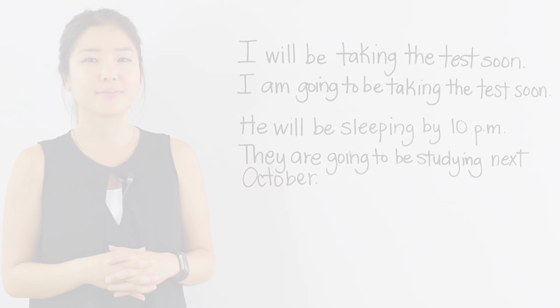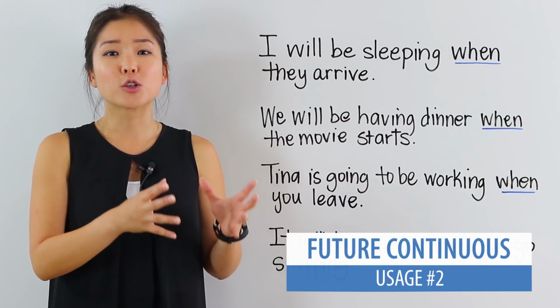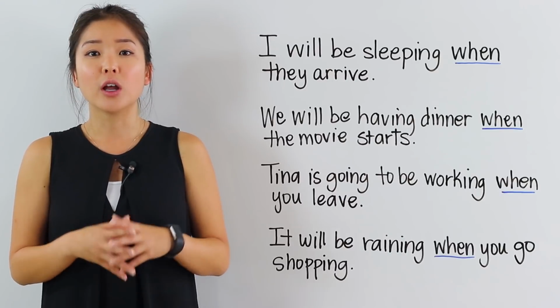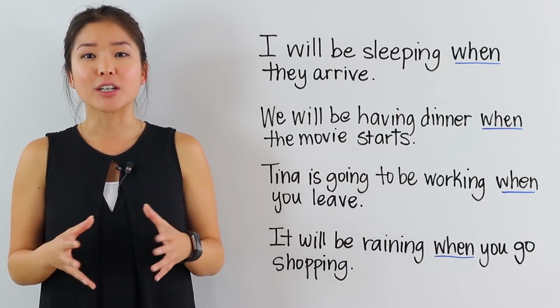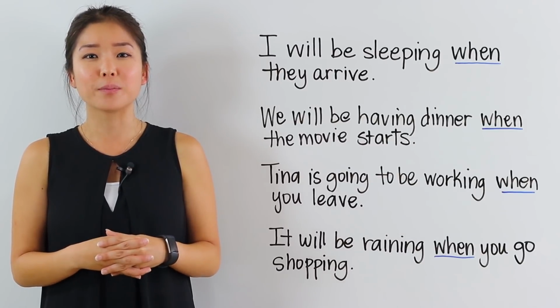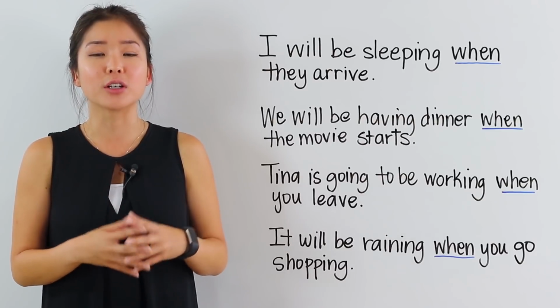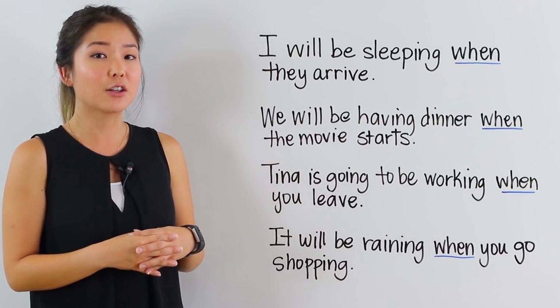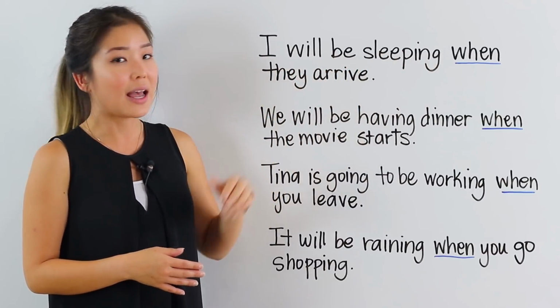Let's move on. The future continuous tense is also used to show that a short action in the future is happening during or while a longer action is in progress in the future. We can use the word when to show when the shorter action occurs. Take a look at the first example. I will be sleeping when they arrive.